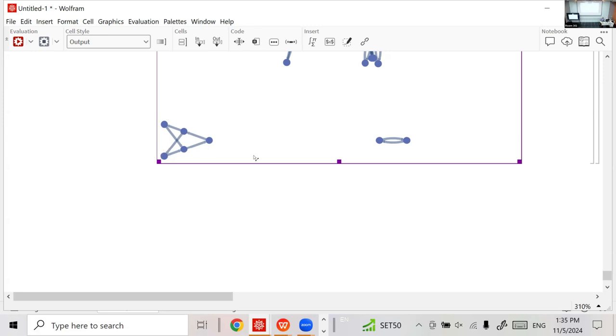Again, how many possible lines are there? 25, right? 25, I to J. However, in this case, you will notice that the line has no directionality. In which case, what it means is that IJ and JI is the same relationship.